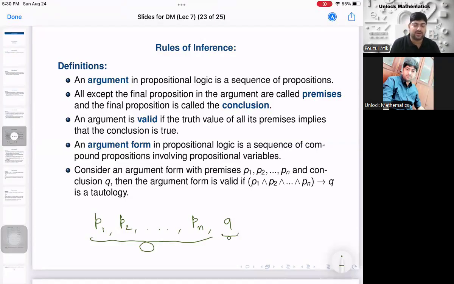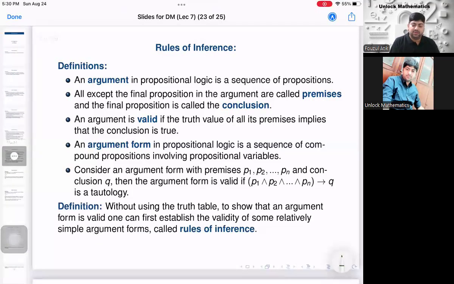Right, now this is an argument form, and you say that this is a valid argument form if this quantity is a tautology. If P1 and P2 and so on up to Pn, all of them together imply Q, it is a tautology. So if you can prove that this is a true statement, you call this argument form a valid one. Again, these are for the sake of knowing the definitions, but you will understand clearly once you deal with the examples.